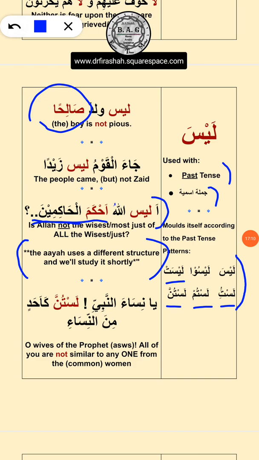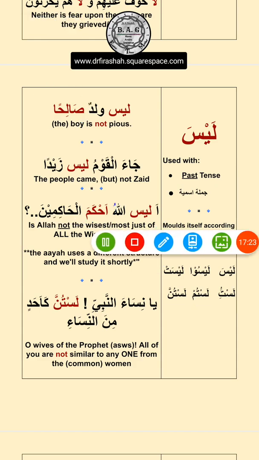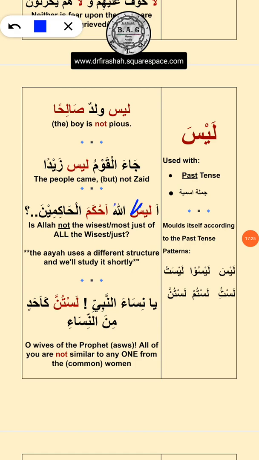So alaysallahu ahkamal hakimin. So ahkamal. This is what I wanted to point out. Remember, if you simply say Allahu ahkamul hakimin, this is a simple jumla ismiyah. So it's a regular sentence that Allah is the wisest of all the wisest.